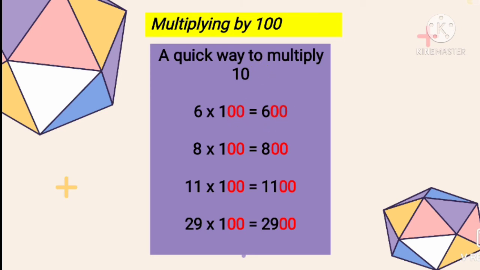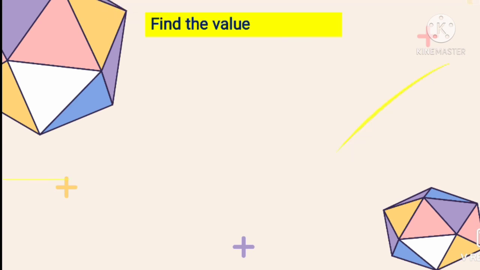Now let's practice. A quick way to multiply by 100 is by adding 2 zeros on it. 6 times 100, it means you write 6 and you add 2 zeros here. 8 times 100, it means you write down 8 and then you put 2 zeros here, becoming 800. 11 times 100, you write down 11 and add the 2 zeros on it. 29 times 100, so you write down 29 and add the 2 zeros here. Really easy, right? Don't get tricked.